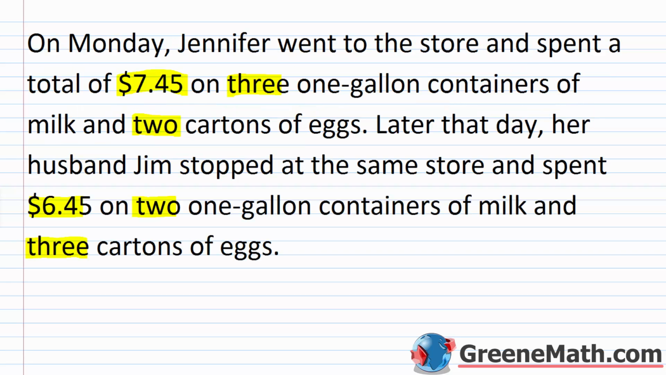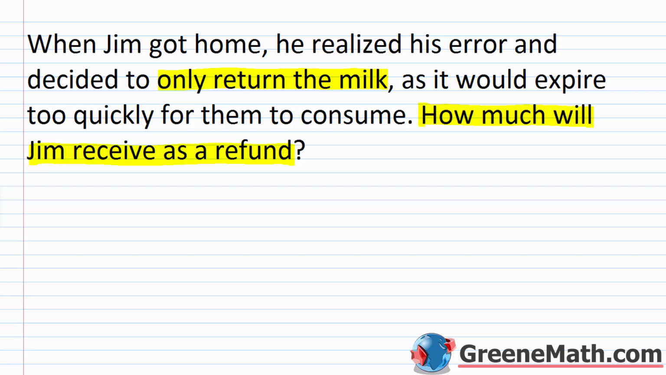Jim got 2 1-gallon containers of milk. Again, the milk is $1.89 apiece. So all I need to do is take the 1.89, again, that was x, the cost per 1 gallon of milk, and multiply it by 2. Again, all you have to do is 189 times 2, and then move the decimal point 2 places to the left. So 189 times 2 is 378. Again, move the decimal point 2 places to the left.